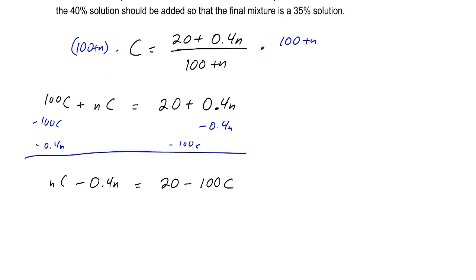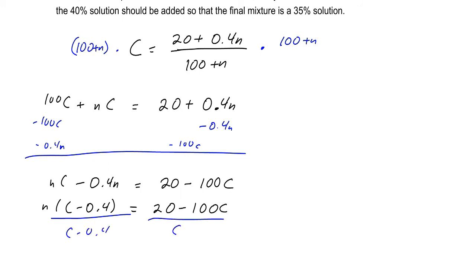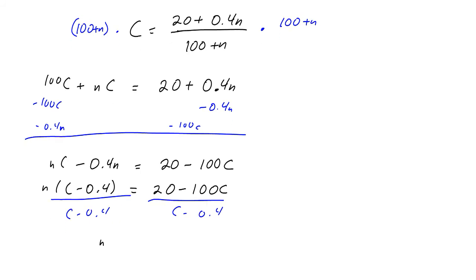All right, now we can factor an n out here. n times (C minus 0.4) equals 20 minus 100C. And we can then divide by C minus 0.4, which means n equals (20 minus 100C) over (C minus 0.4). Now we take what was given to us. That's our inverse.